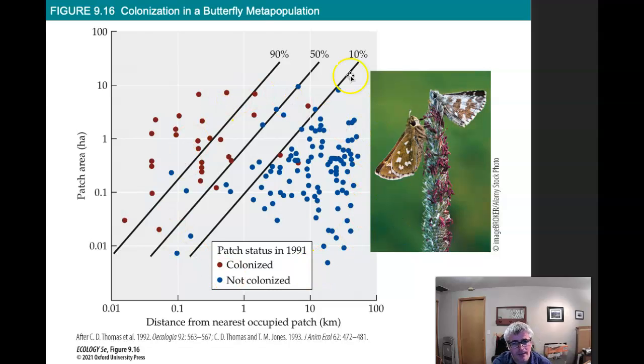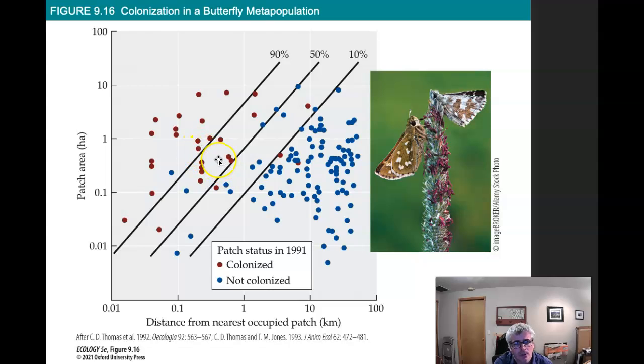So all the dots are patches. The blue dots are the uncolonized patches, and the non-blue dots are the colonized patches. And what they're saying is these patches in this area have a 90% chance of being colonized, then a 50% chance, and then 10% chance of being colonized. Is it to the left or the right of the graph line? Yeah, I think it was probably to the left of the line, 90, 50, and 10, driven by the distance.